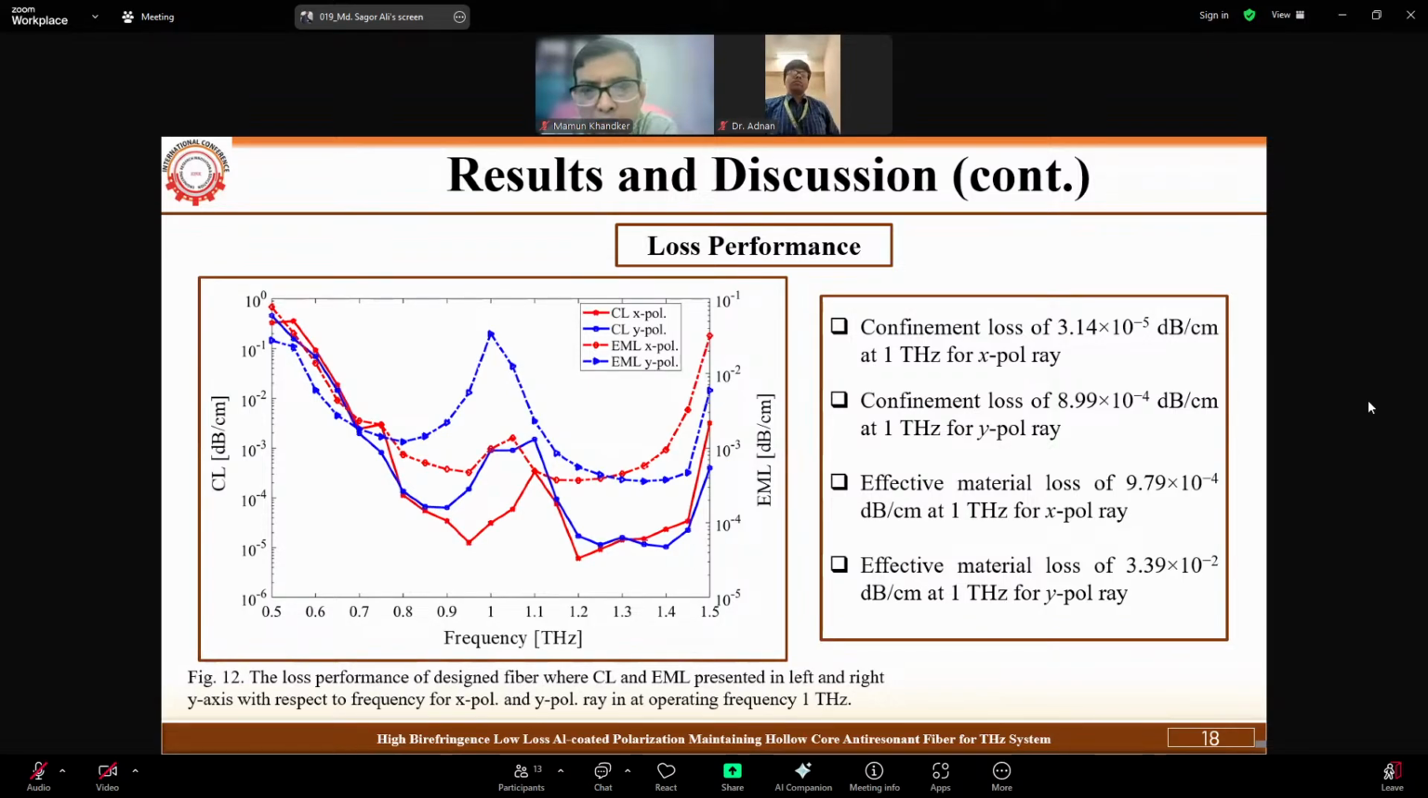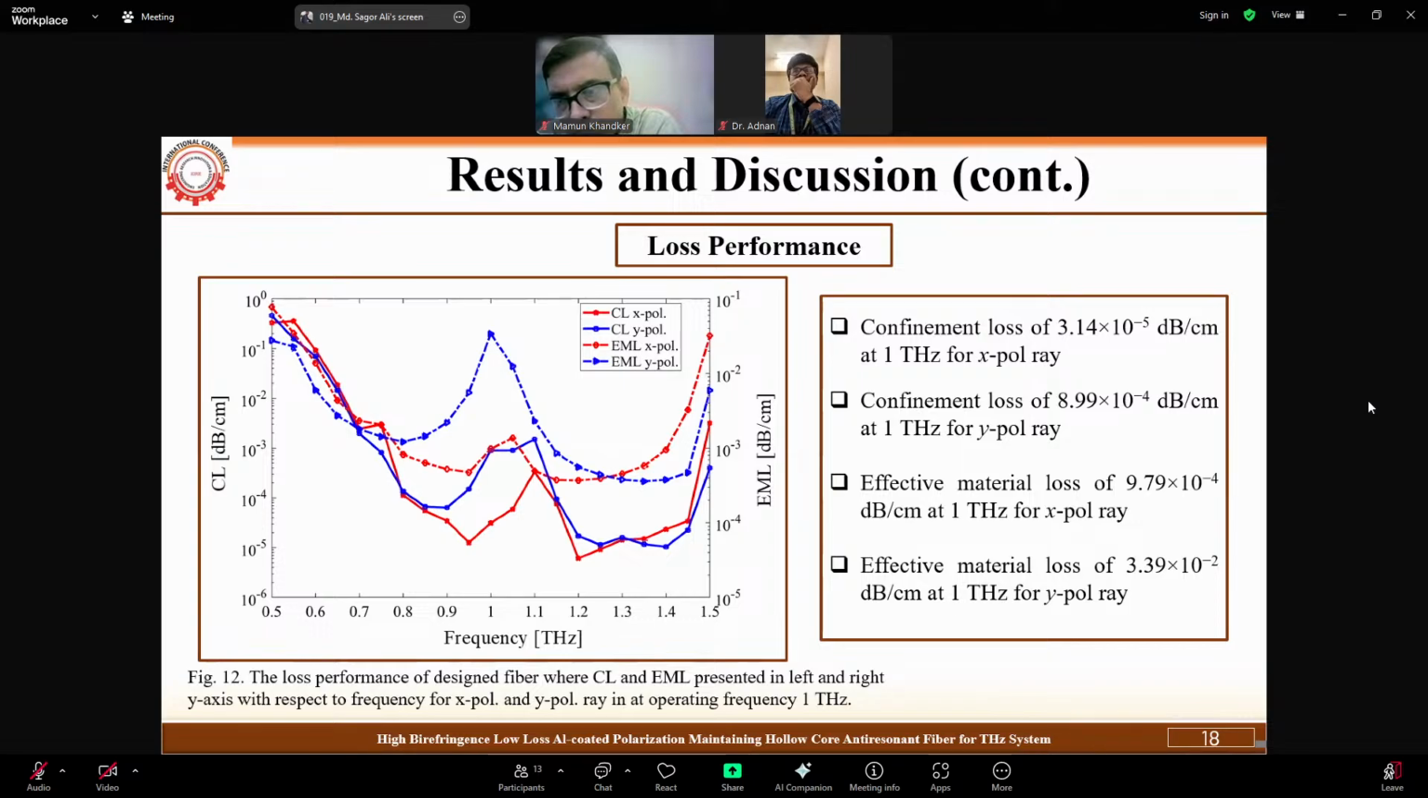Loss performance. Loss performance is represented with respect to frequency. In this figure, confinement loss of 3.14 × 10^-5 decibel per centimeter at 1 terahertz for the X-pol ray. Confinement loss of 8.99 × 10^-4 decibel per centimeter at 1 terahertz for Y-pol.